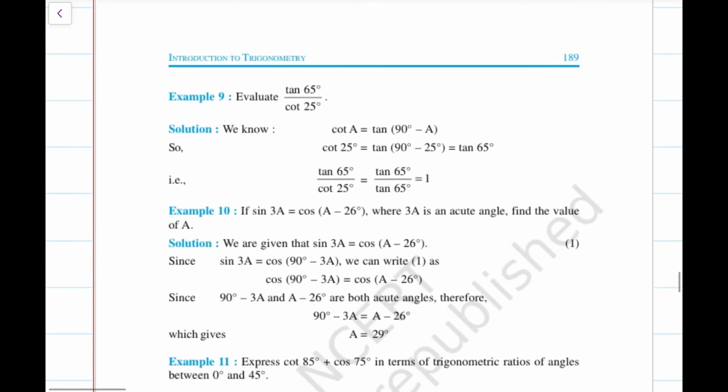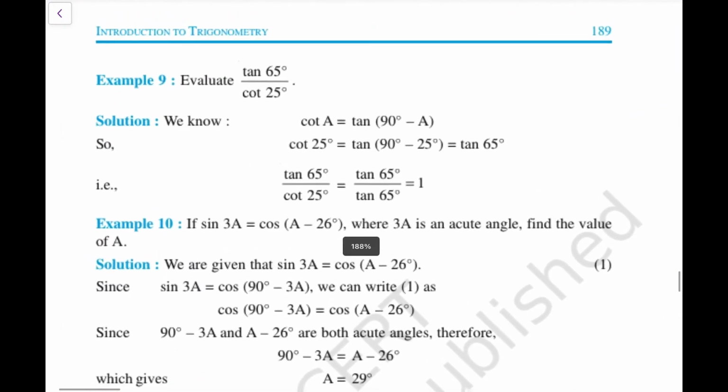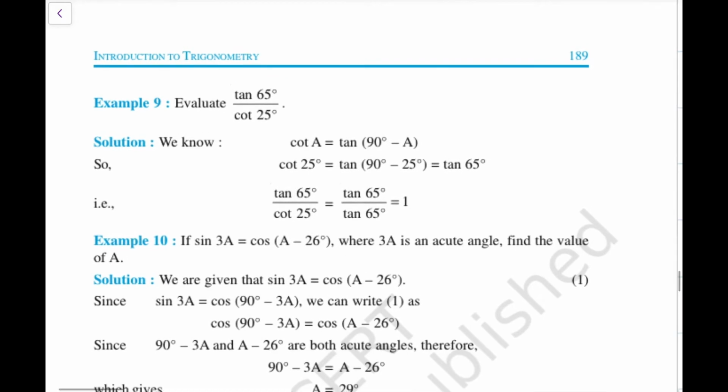Let us solve some examples. Evaluate tan 65 upon cot 25. Taking any one as the reference, we say tan A is cot 90 minus A. Here our theta is A, or 25. We replace the value, then we get tan 90 minus 25, which is tan 65. So I can write tan 65 upon tan 65 in place of cot 25, which is equal to 1.